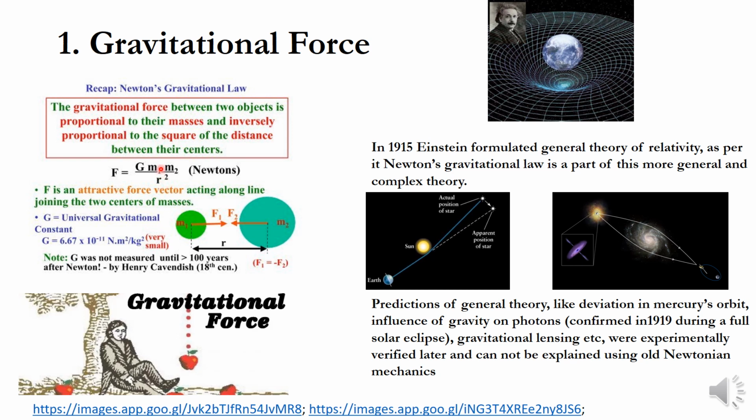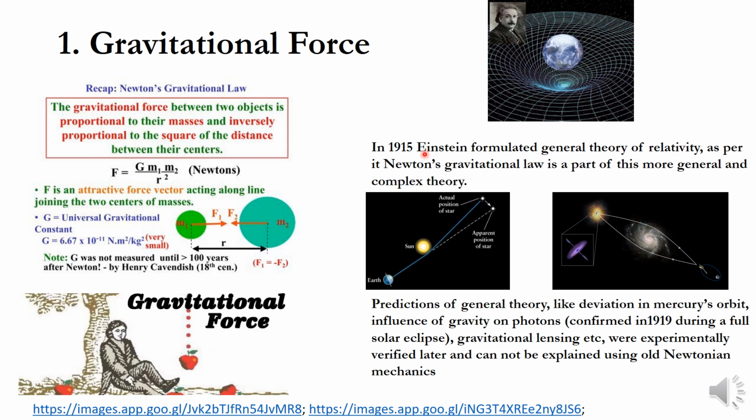That is, this attractive force is proportional to their masses and inversely proportional to the square of their distance. And this G is the universal gravitational constant and is equal to 6.67 × 10 to the minus 11 Newton meter square per kilogram square.